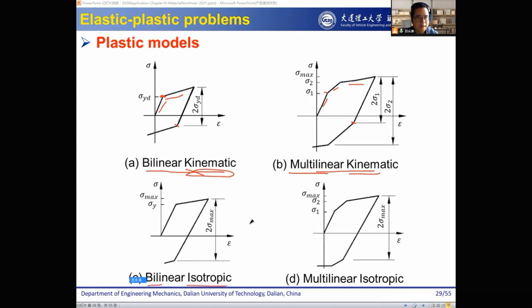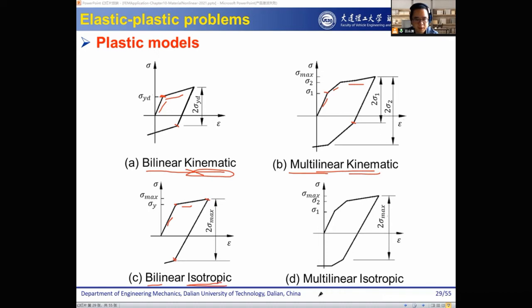Bilinear isotropic. So we have two linear lines, and we have this sigma. This is the same. This is the sigma max, and this is minus sigma max. The values are the same. Therefore, it's isotropic.